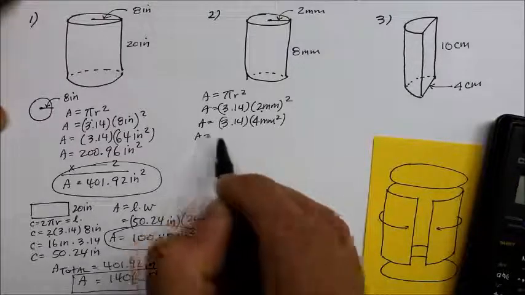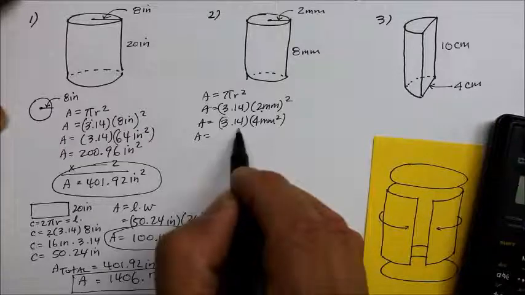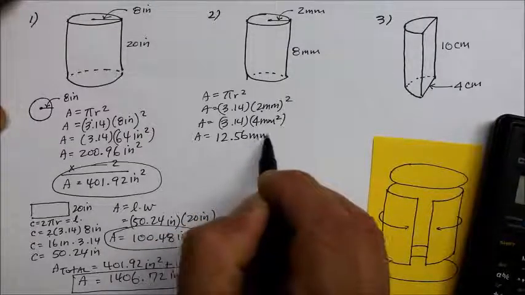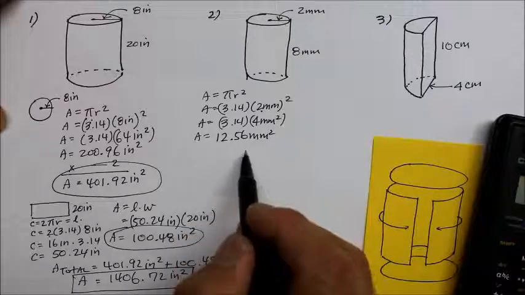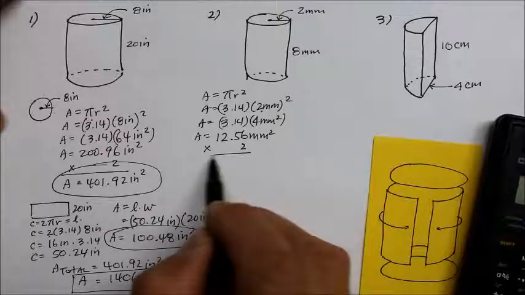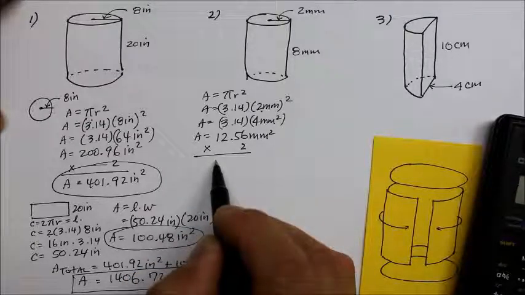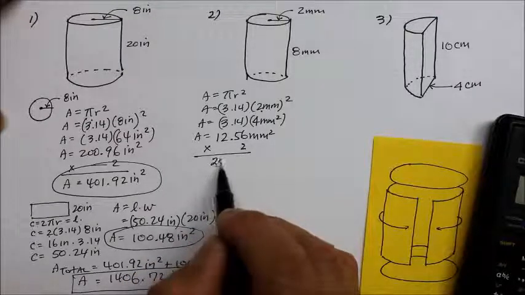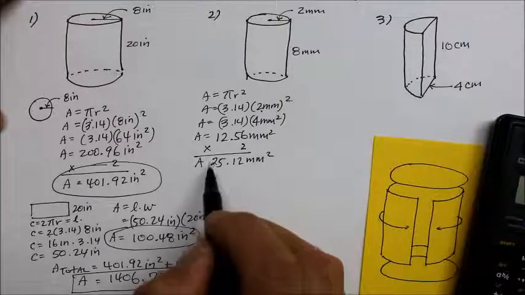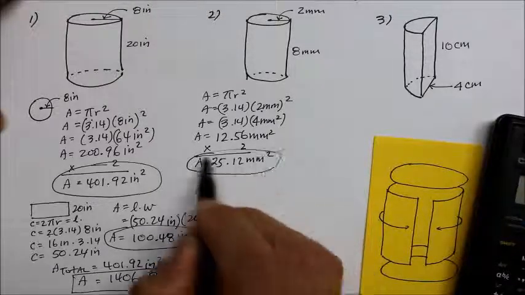So that's 3.14 times 2 squared, which is 4, and millimeter times another millimeter is millimeter squared. Now, I happen to memorize this one. So 4 times the 3.14 is 12.56 millimeters squared. But that's just one circle. Since there's 2, we multiply by 2. So we get 25.12 millimeters squared. So that's the total area of the two circles.